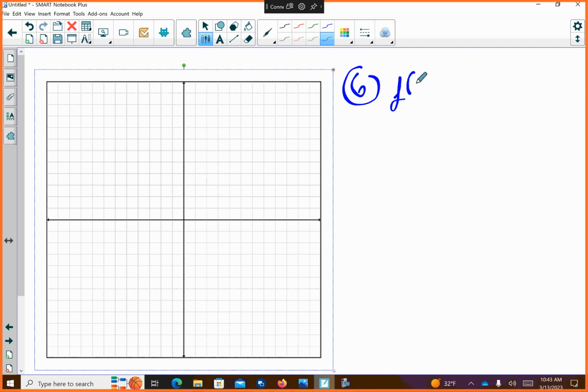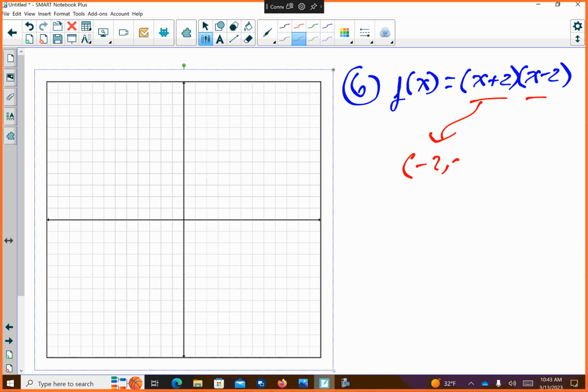All right, so problem number 6, my friends. I have f of x equals x plus 2 times x minus 2. This is the simplest problem that people mess up on. What does this find me? Roots. This one gives me -2, 0. Agree? This one gives me 2, 0. What's halfway between 2 and -2? So x equals 0 is the axis of symmetry.